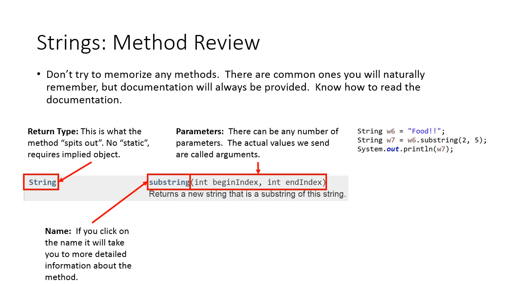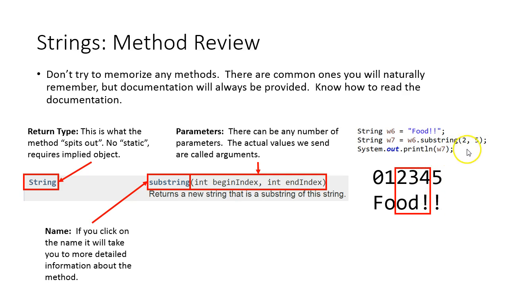So an example here, if we have W6 is "food", and we have W7 is W6.substring(2, 5), and then we print it out. Remember, when we think of a string, we talk about the length and the indexes. So the indexes always start at 0, and they go to 1 less than the length. So if I'm doing substring(2, 5), substring works inclusive, exclusive. So I'm going to go index 2, 3, 4, but I'm not going to include 5, and the result is a string of length 3.